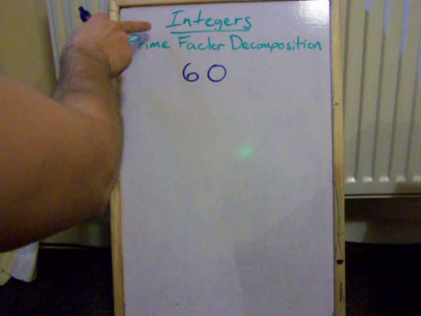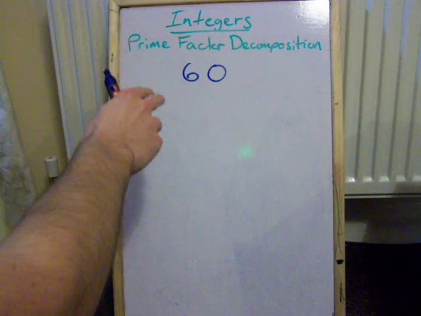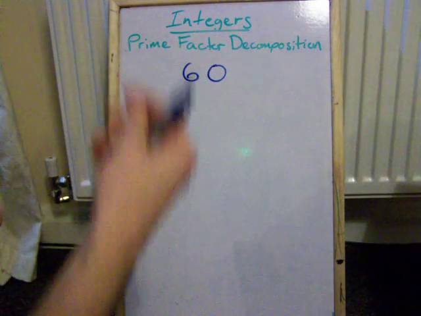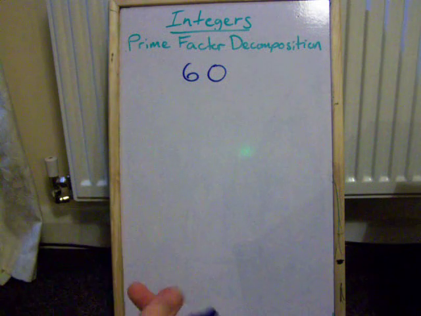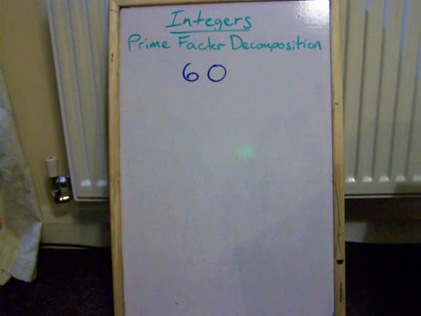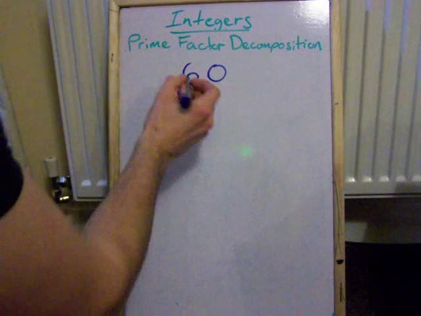Okay, we're going to look at integers and prime factor decomposition. I'm going to start with the number 60. Now, prime factor decomposition means that you're going to look for all the prime factors that divide this number. The most conventional way to do this is to start off with the smallest prime numbers, remembering that 1 isn't a prime number.